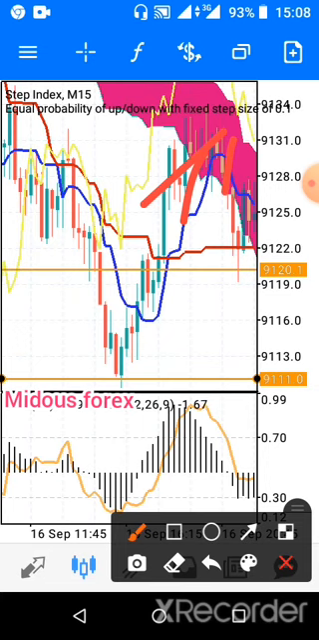Then the third condition is that the brown line has to come from below going upwards. So these lines have to be facing down, and from facing down, they need to begin to face upwards. That's the third condition. So our first entry is where the lines crossed. When the lines crossed where the X is, that's where we enter. That is for a high risk entry.